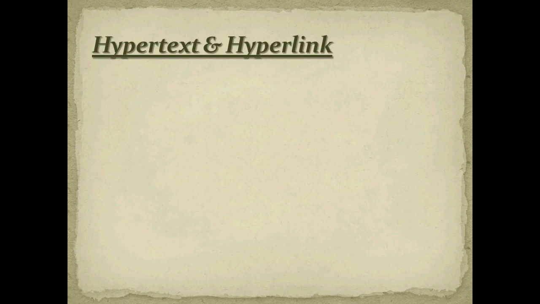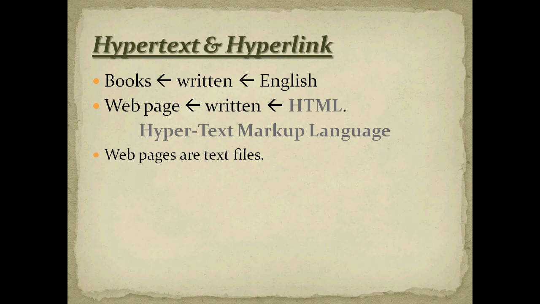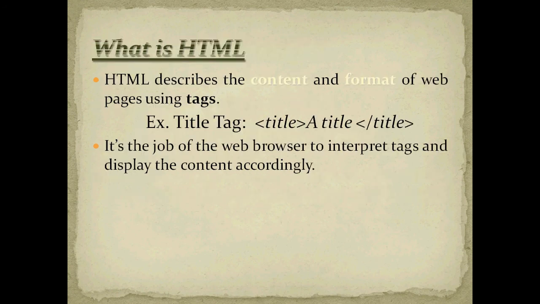Now on our next slide, we are going to see hypertext and hyperlink. What is hypertext and what is hyperlink? Basically, a book is written in English. In the same way, HTML is used to write a web page. That is hypertext markup language. So in other words, we can say hypertext markup language is a language that we use to write a web page. Web pages are text files, and the key to hypertext is the use of hyperlinks, which allow you to jump from one topic to another.